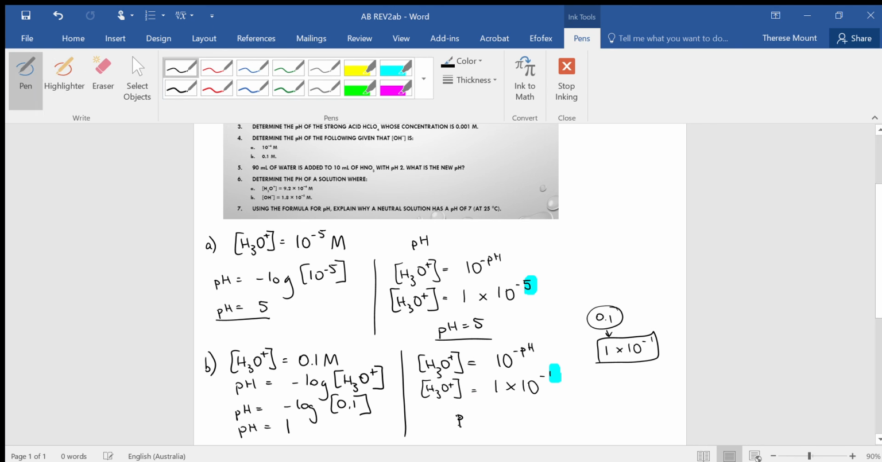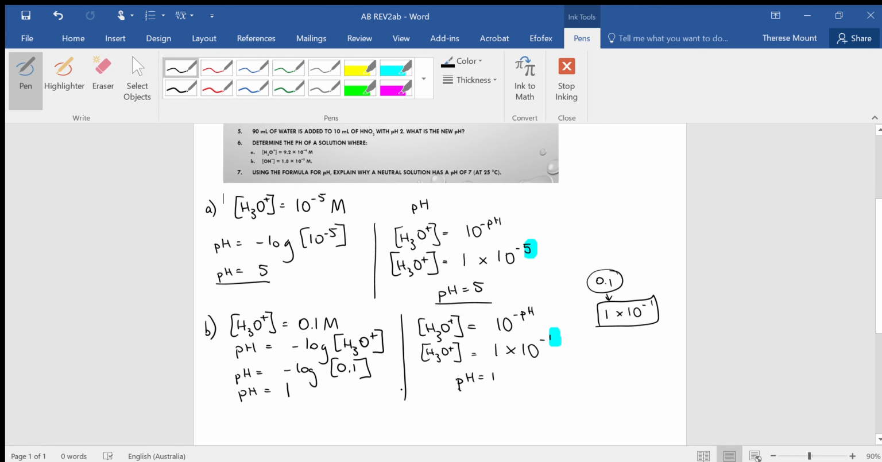But like I said, a little bit more risky doing it that way, but good to be aware that that is something we can just read off if the concentration is in 1 times 10 to the negative something. Okay, so that's question 2.